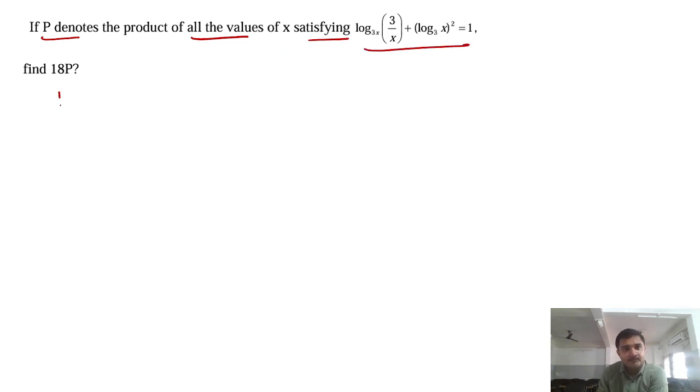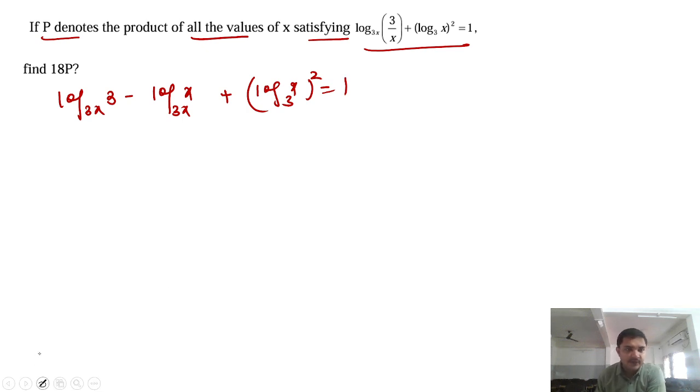Yes. So what we are having, product of all the values of x satisfying this equation. This is numerical type question, we'll see. Okay. Log 3x and log of 3 by x. So can I say it is log 3 minus log x? Can I write it likewise? Everyone tell me. Yes. Okay. Plus log of x base 3 whole square. They are telling like it is equal to 1. We'll see. If it is so, we'll try for base change property or something, so that we'll be getting our answer.